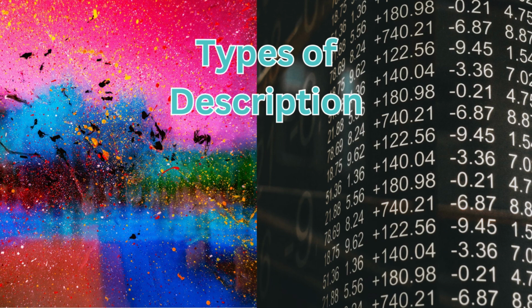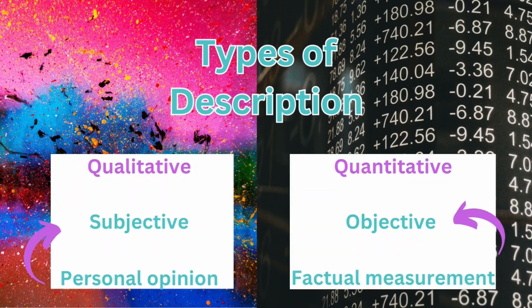All right, let's next talk about types of description. The information we can give about a subject can either be qualitative, how something seems or its subjective traits, or quantitative, how something is expressed in measured numerical values or its objective traits.